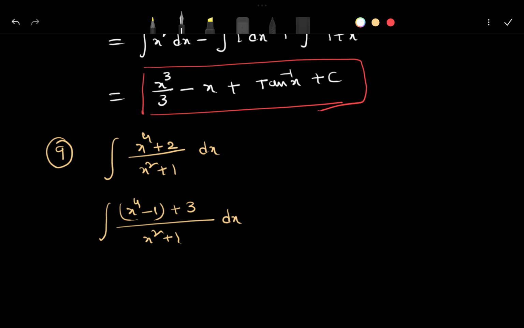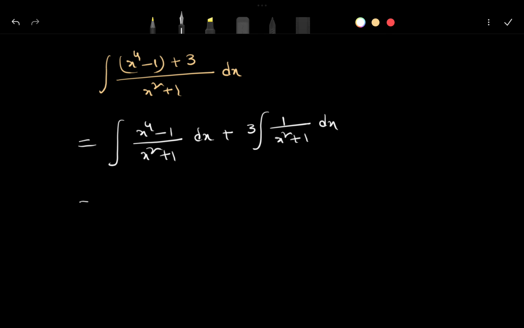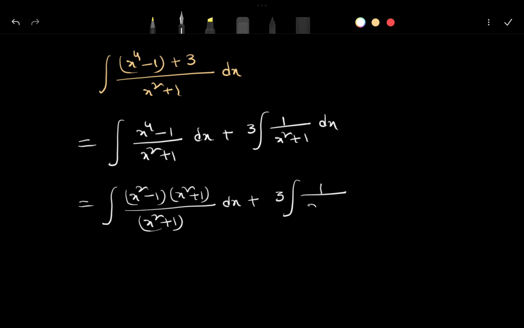So after this one you can split this value, that is equals to integration of x to the power of 4 minus 1 by x square plus 1 into dx plus 3 into integration of 1 by x square plus 1 into dx. The first part you can write by factors: integration of (x square minus 1) into (x square plus 1) whole divided by x square plus 1 into dx, plus 3 into integration of 1 by x square plus 1 into dx.